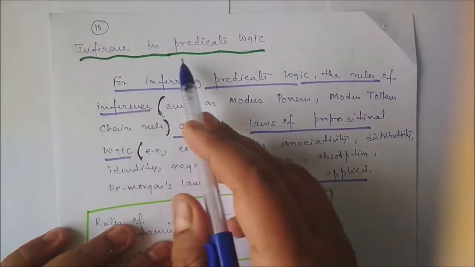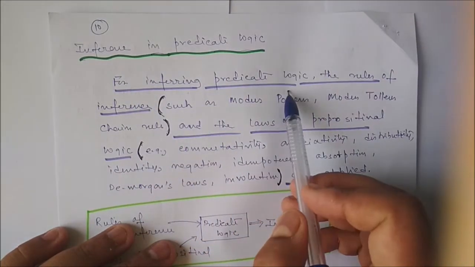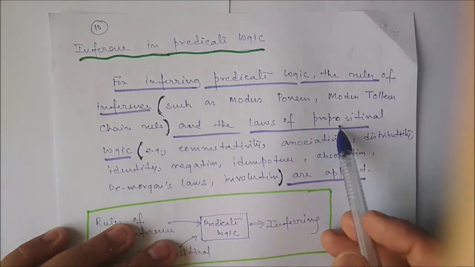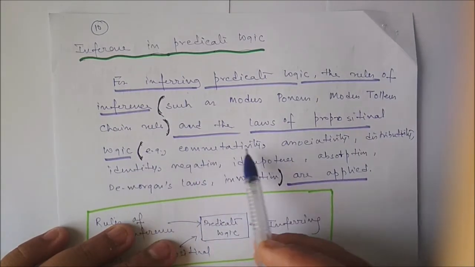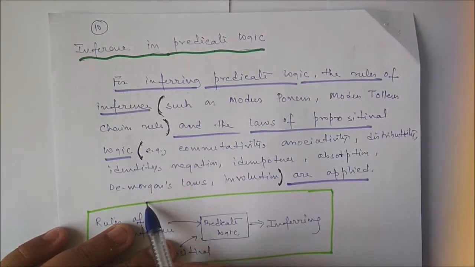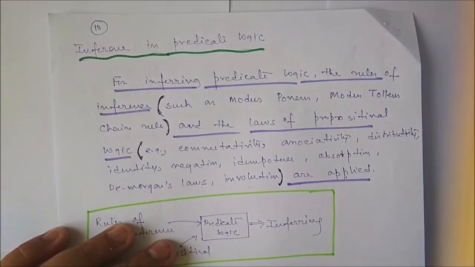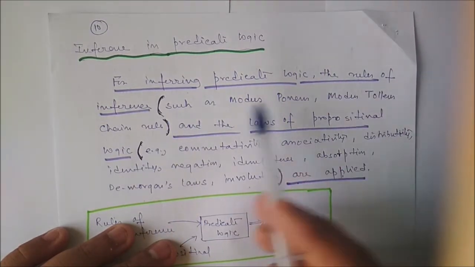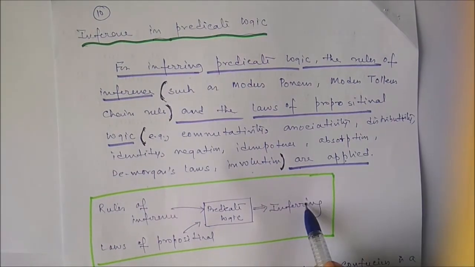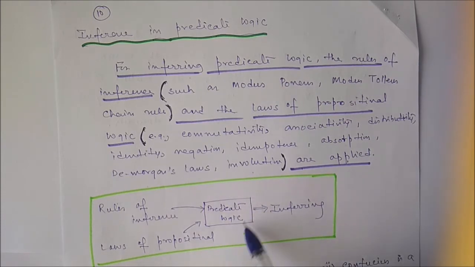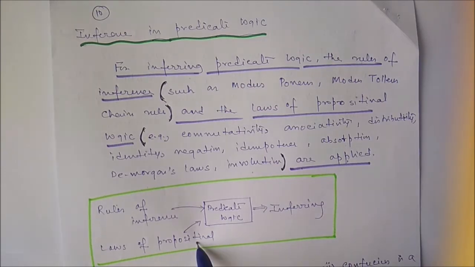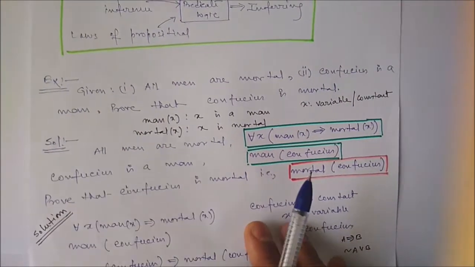Next we discuss inference in predicate logic. For inferring predicate logic, the rules of inference like Modus ponens, Modus tollens, chain rule, and the laws of propositional logic like commutativity, associativity, distributivity, identity, negation, idempotence, absorption, De Morgan's law, and involution are applied. So we can see an example.